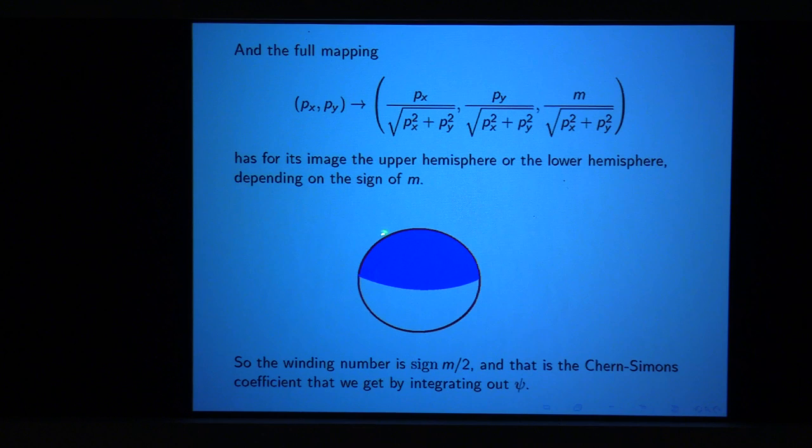But otherwise, this is the exact mapping. And its image is the upper or lower hemisphere, depending on the sign of m. I've drawn it for positive m, so the image was the upper hemisphere. And the winding number is a half sign of m, and that's the Chern-Simons coefficient that we get by integrating out psi.